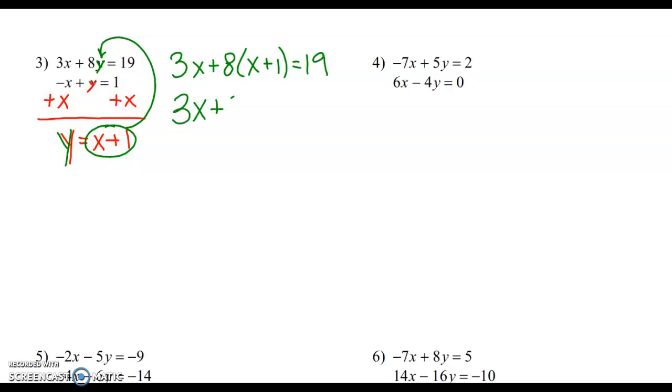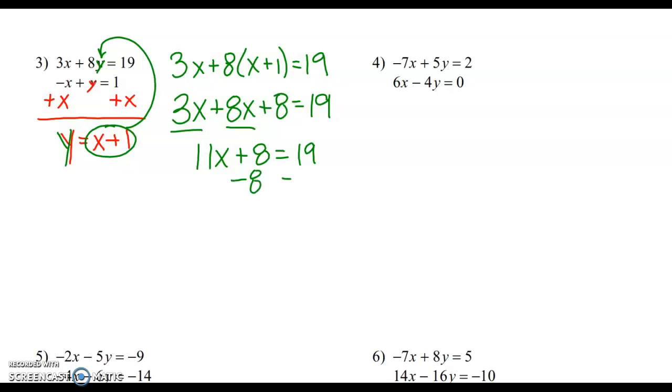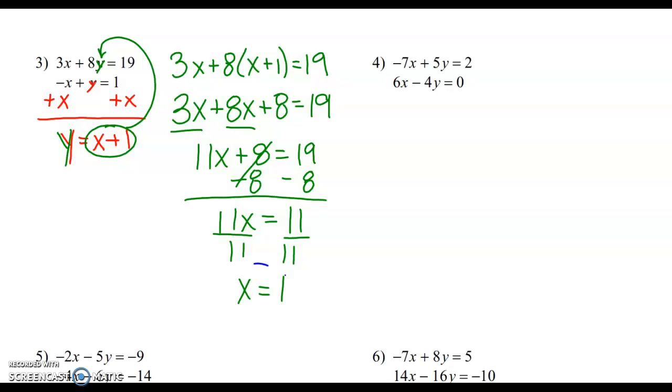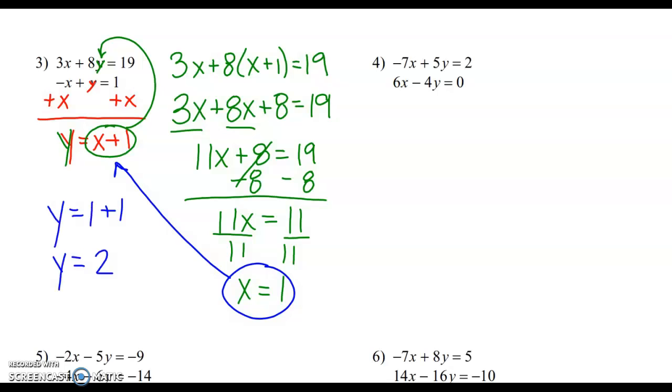Distribute: 3x plus 8x plus 8 equals 19. 3x plus 8x is 11x plus 8 equals 19. To move a plus 8, we would subtract 8. So 11x equals 19 minus 8, which is 11. 11 divided by 11 is 1. So then you would substitute back in, x equals 1. So 1 plus 1 gives us 2. So our ordered pair would be x comma y, 1 comma 2.